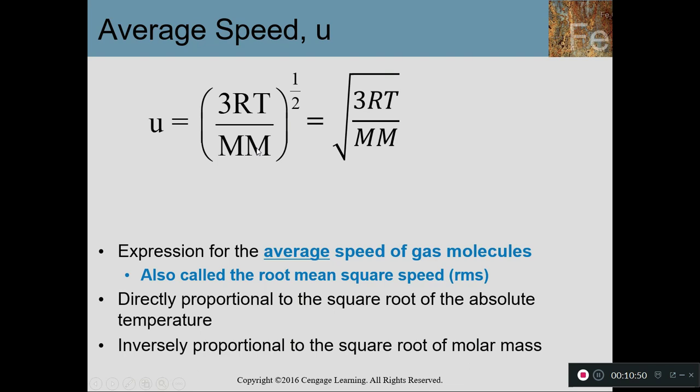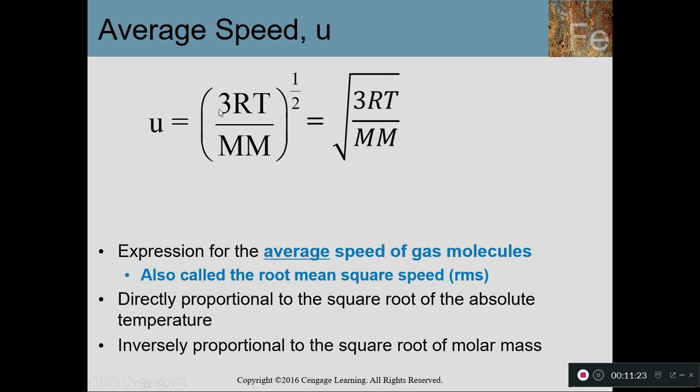But let's conceptually look at what this means. Speed of the molecules is dependent on 2 very, very large things. One is the temperature. Since the temperature is in the numerator, if I increase the temperature, I'm going to increase the speed of the molecules. Now, I'm not going to increase it proportionally. We saw that in the last example, going from 25 Celsius to 1000 Celsius.